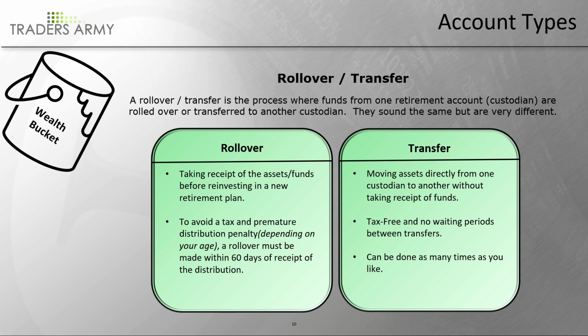Now, that distribution penalty is in the U.S. typically about a 10% penalty if you do a premature distribution. So if you do a rollover, the money's going to come to you directly, and you then would send the money to another custodian. In a transfer, those assets are directly moved from one custodian to the other without you, the account holder, ever taking receipt of the funds.